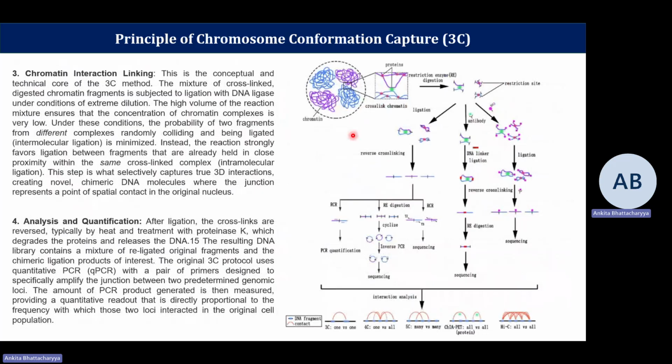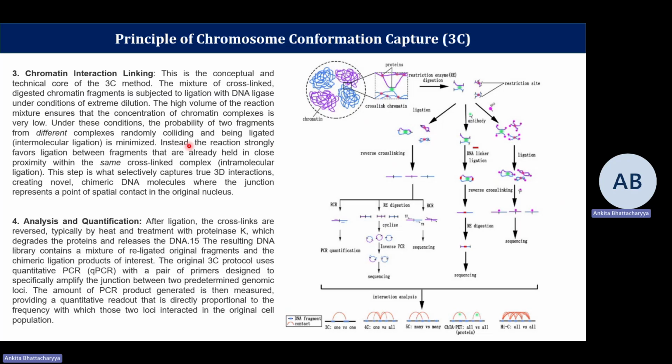Then comes linking the interaction among chromatin. So this is the conceptual and the technical core of this method. The mixture of cross-linked digested chromatin fragments is subject to ligation with DNA ligase under extremely diluted conditions. The high volume of this reaction ensures that the concentration of chromatin complexes is very low. So the probability that two fragments from two different complexes are randomly colliding and getting ligated together is almost an improbable event.